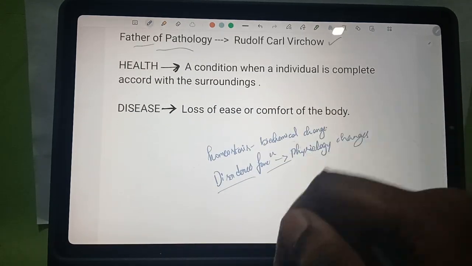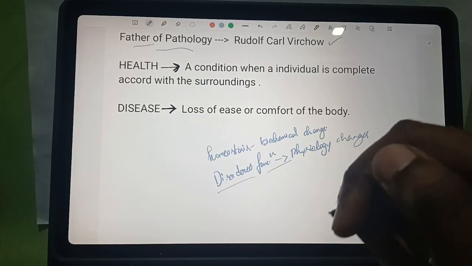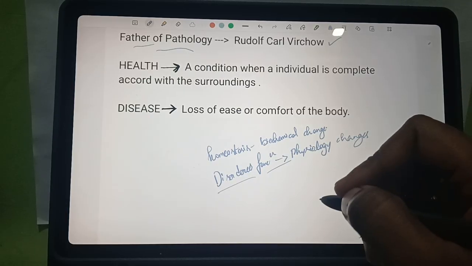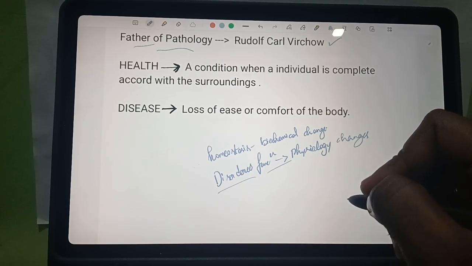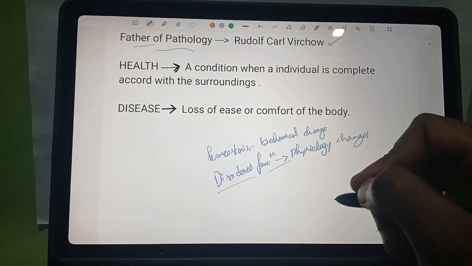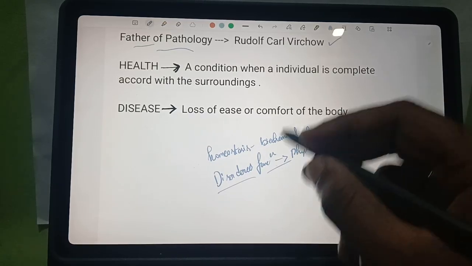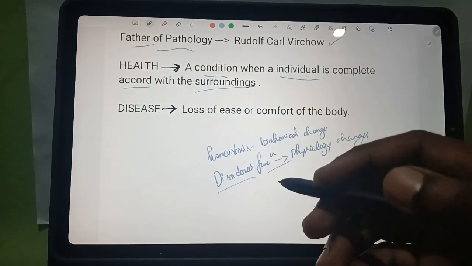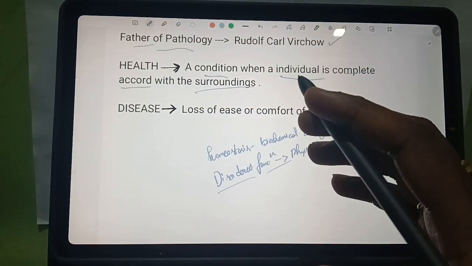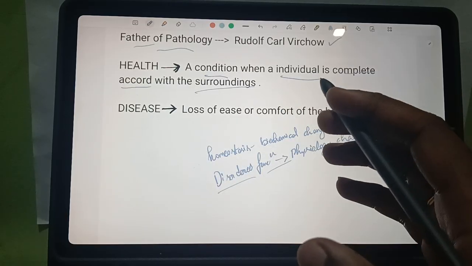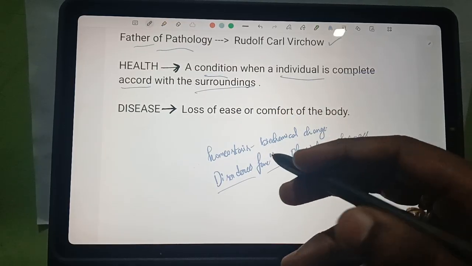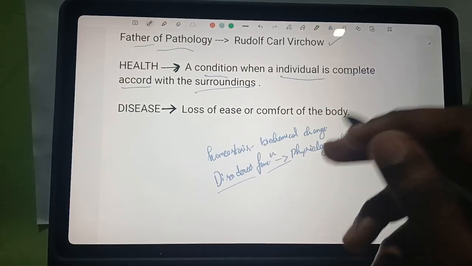Next, health. Health is a condition when an individual is in harmony with the surroundings. That means the individual is feeling safe, and is normal with the surroundings. He feels, yes, I'm okay, I don't have any illness or weakness or any other diseases or symptoms.